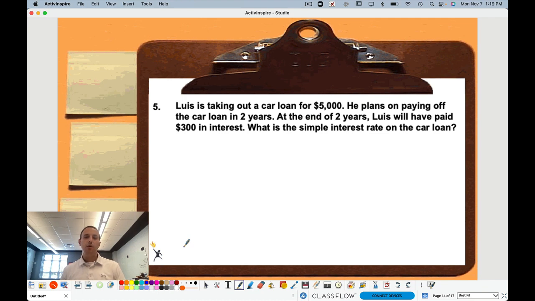Okay, so Luis is taking out a car loan for $5,000. He plans to pay off the car loan in 2 years. At the end of the 2 years, Luis will pay $300 in interest. What was the interest rate? So now this goes into thinking of our problem. What do we know? I have my simple interest, I have my years, and I have my principal. What I'm missing is exactly what it's asking for, the simple interest rate.